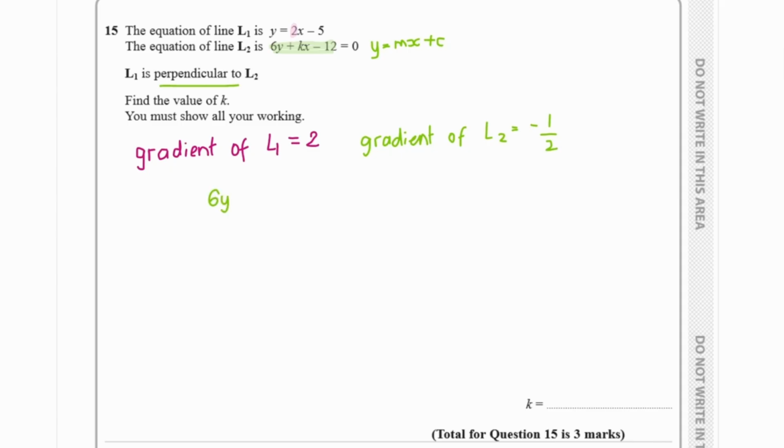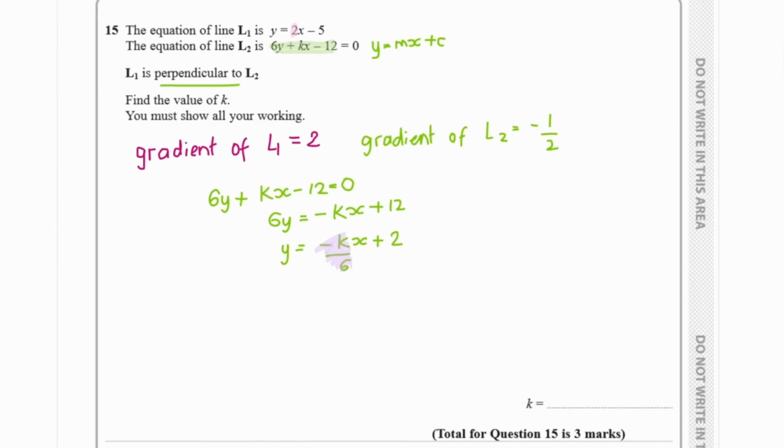If we now try to make y the subject in the equation of L2, we've got 6y plus kx minus 12 is equal to 0. If we move kx and minus 12 onto the right-hand side, that would give us 6y is equal to minus kx plus 12. And if we make y the subject, we would have to divide everything by 6. And 12 over 6 can be simplified and written as 2. So from this equation, our gradient is minus k over 6. We also know that the gradient of L2 should be equal to minus a half, and therefore we can say that minus k over 6 is equal to minus a half.